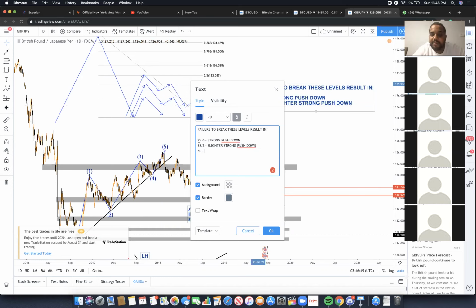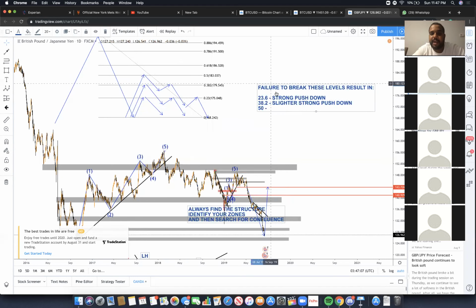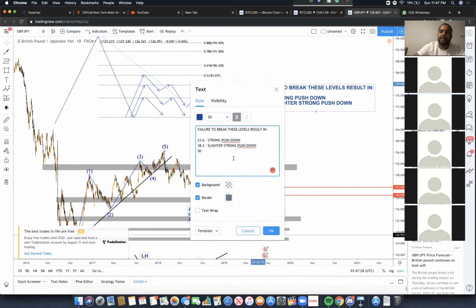So we wrote for the 23.6%, if the market fails to break the 23.6% area, then you can always expect a strong push down. So let's say the market broke that 23.6 area and then it shot up to the 38.2, then I can expect a slightly weaker push down. It's going to be a strong push down, but not as strong as the push down would be if it failed to break the 23.6 area. So let's say the market broke both these levels and shot up to the 50%. Now, with the 50%, the important thing is to understand the following, right?